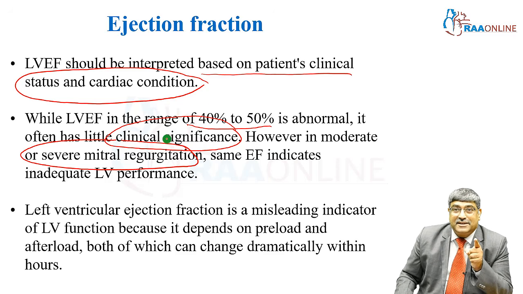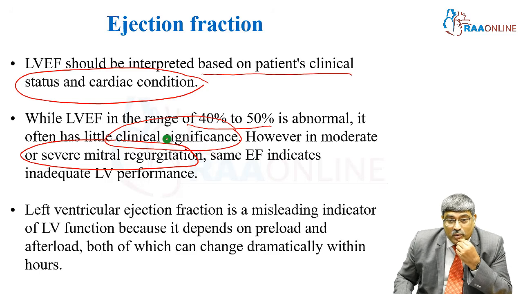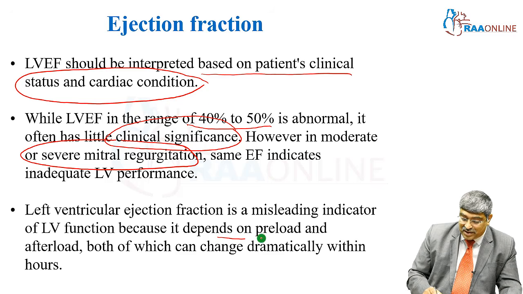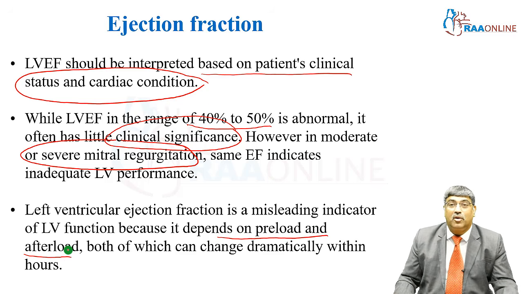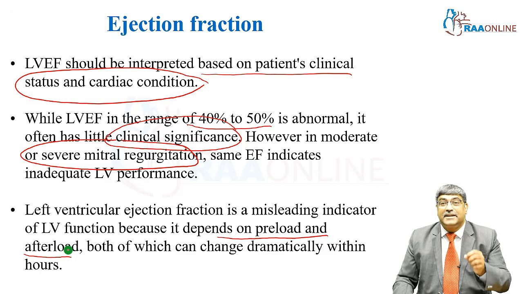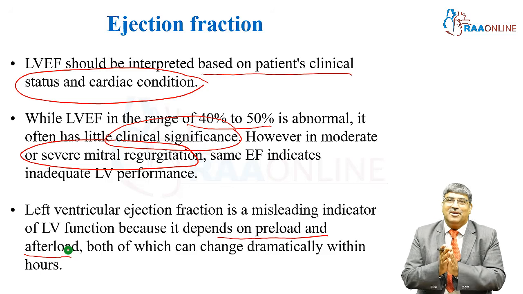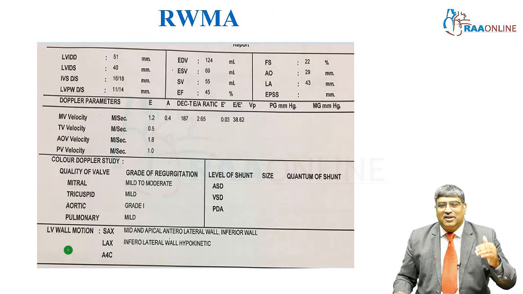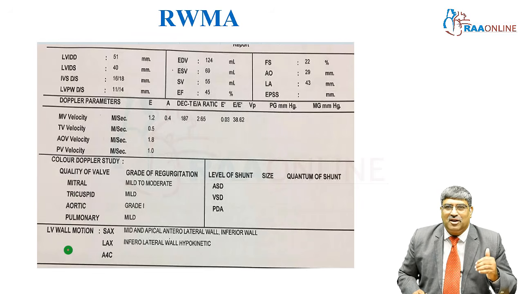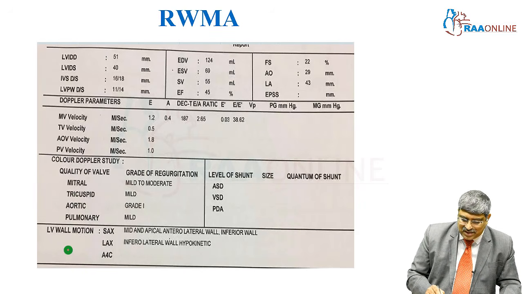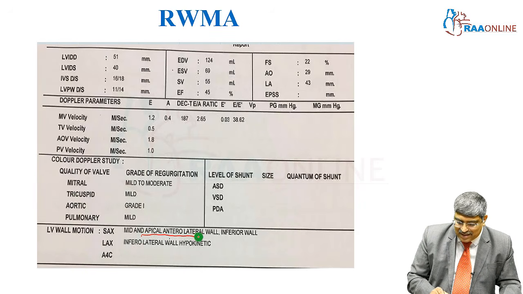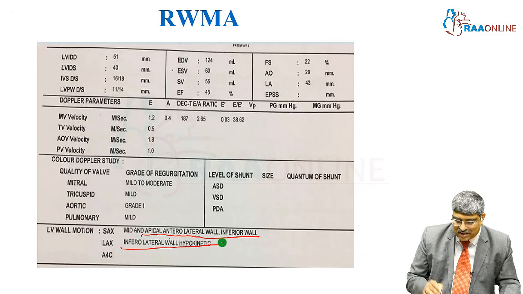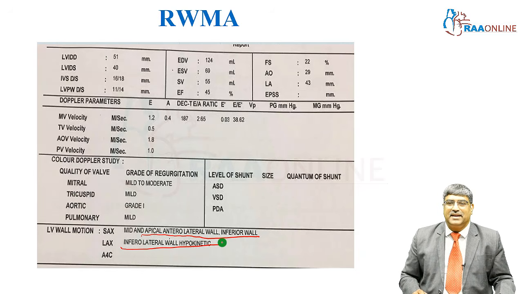Also, you should understand that LV ejection fraction is a misleading indicator of left ventricular function. Why? Because it is affected by preload and afterload, both of which can change drastically with your volume management in the perioperative period. Now, let us look at the regional wall motion abnormality. Here you can see the apical, anterolateral, inferior, infralateral wall hypokinetic.